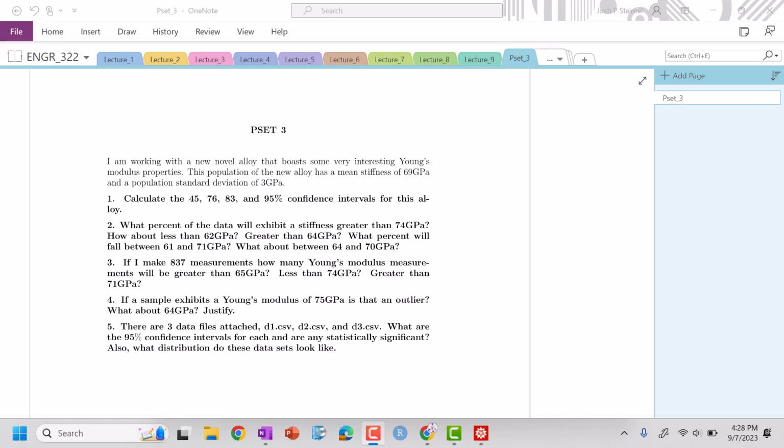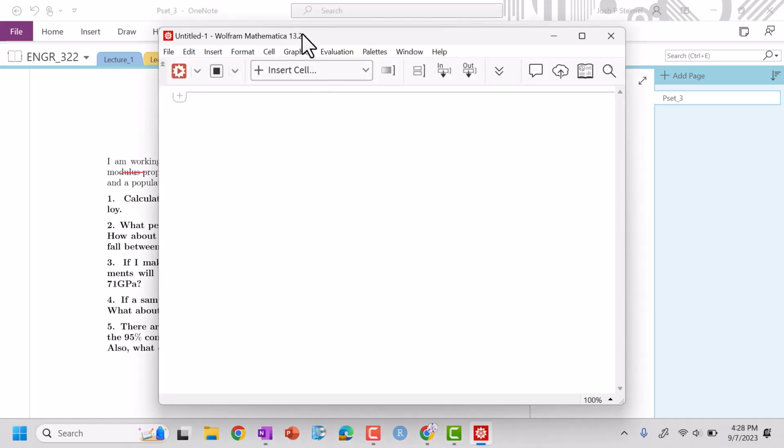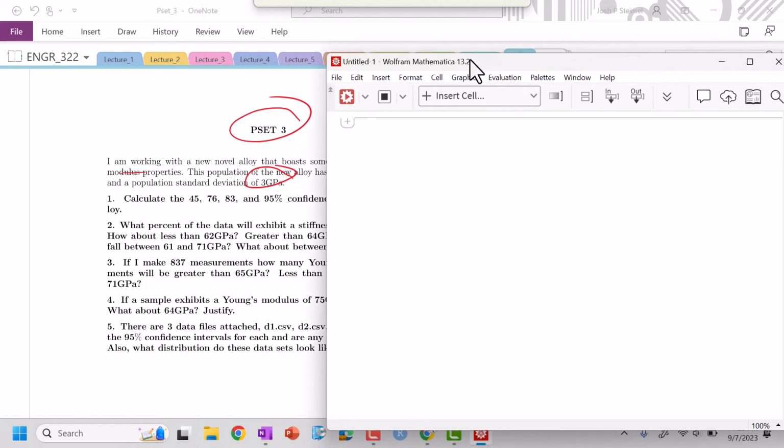All right, everyone, we are back, and we are going to be working on our solutions to problem set 3. So I'm working with a new novel alloy that boasts some very interesting Young's modulus properties. The population of the new alloy has a mean stiffness of 69 gigapascals with a standard deviation of 3. So we can go ahead and start to build in our functions that we may have to use here.